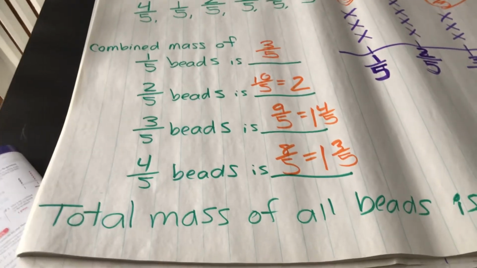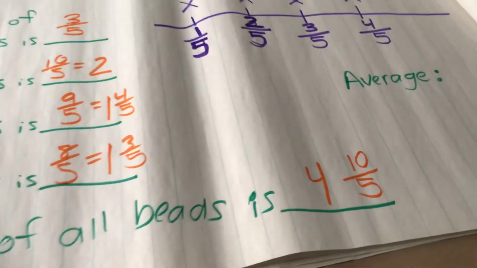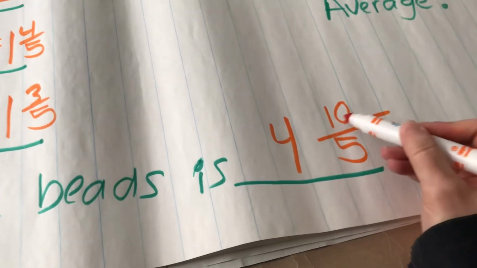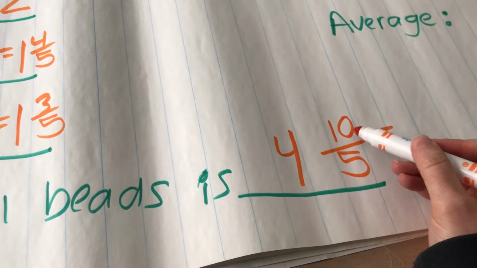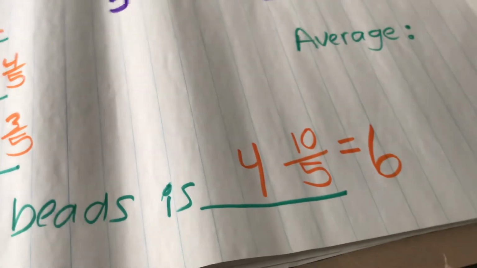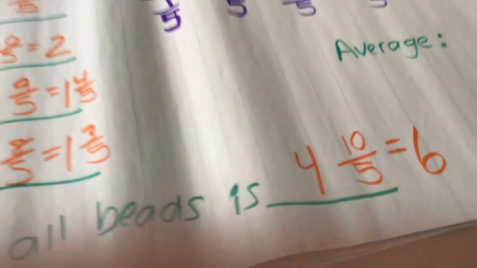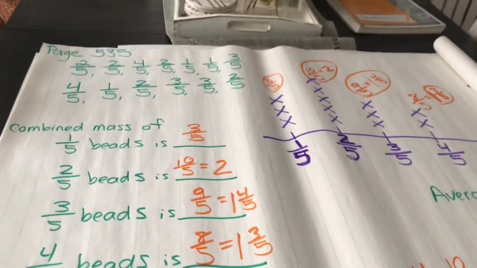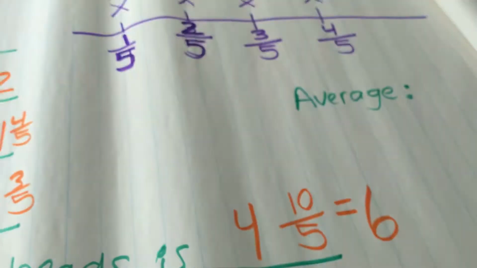So when we added up all those numbers, I got 4 and 10/5, which is then simplified. 5 can go into 10 2 whole times. So I should get 6 as an answer. So the total mass of all of the beads is 6 grams. I'm going to label that right here for you.